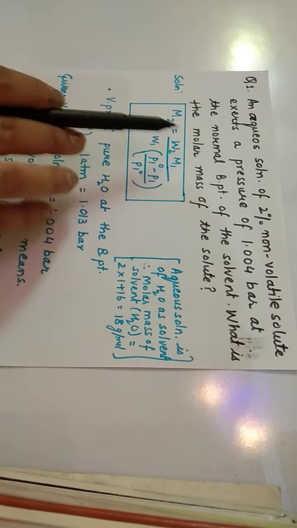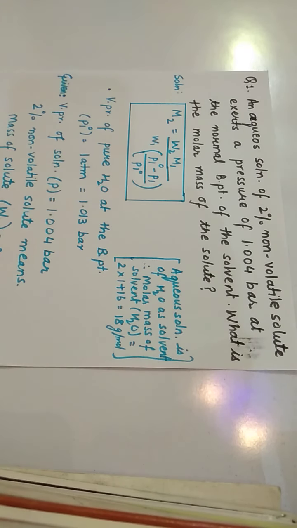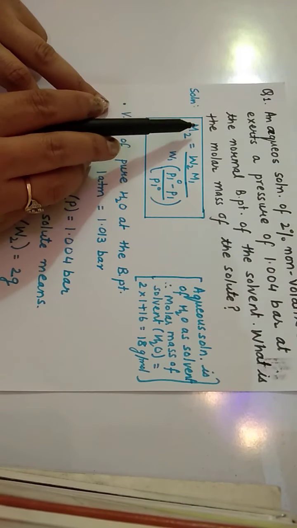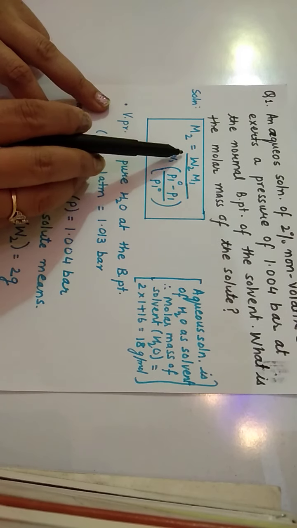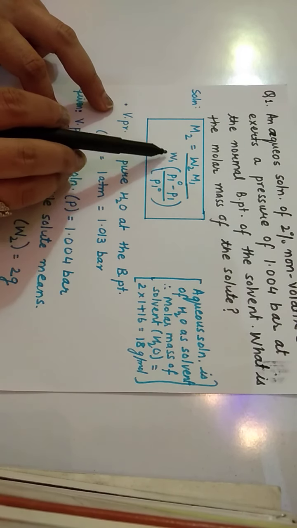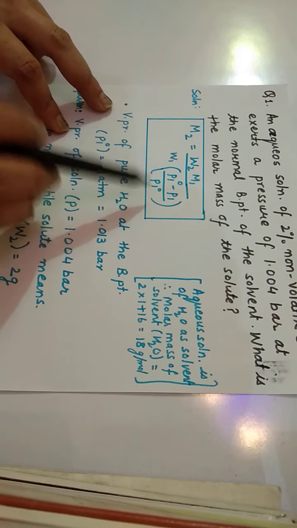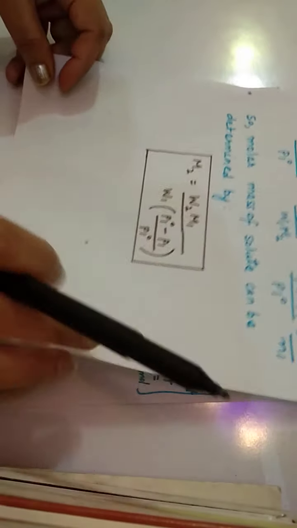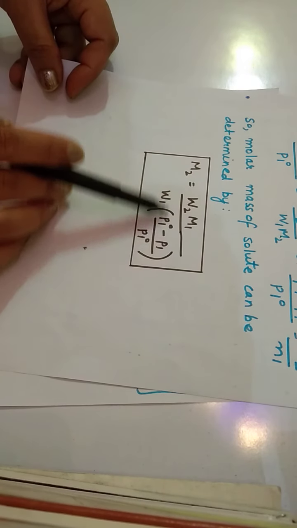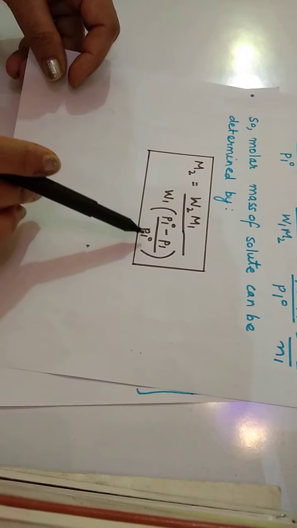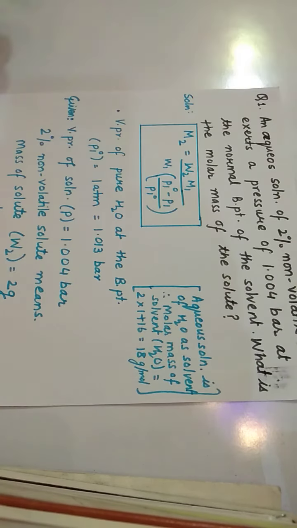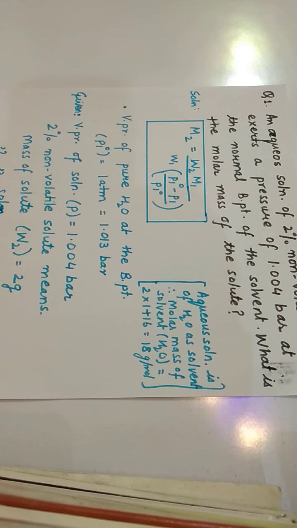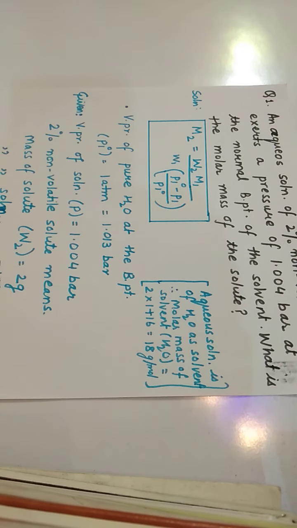What is the molar mass of the solute? Children, what is asked is what is the molar mass of solute. The formula for molar mass of solute is M2 is equal to W2 upon M1 upon W1 upon P1 naught minus P1 upon P1 naught. Just now children we have done this formula. So this formula you have to put, but to put this formula you should know all these values, children.